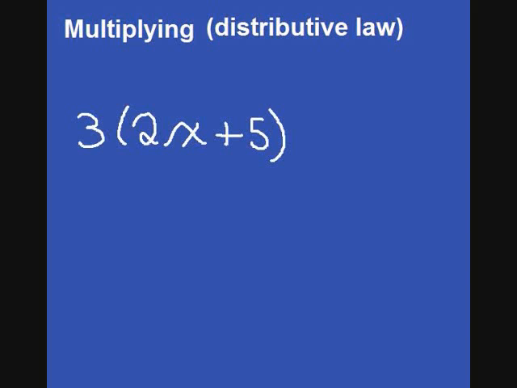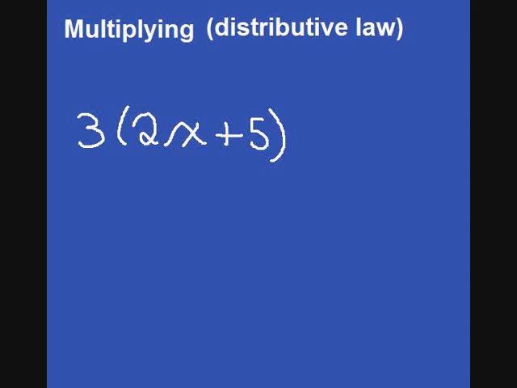The next skill we're going to look at is multiplying with algebra. Again, I know you did this in grade 9, you did it again in grade 10, so this is a review. Now when we're multiplying, what we're really doing is using the distributive law. So let's look at the first example.